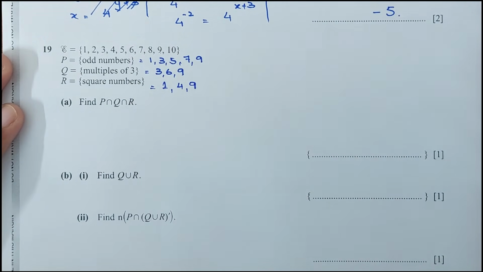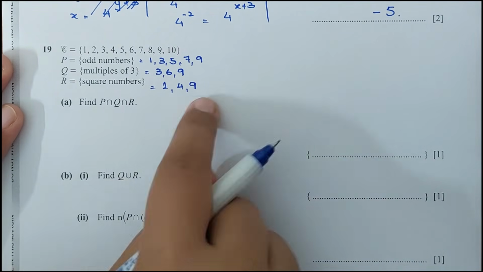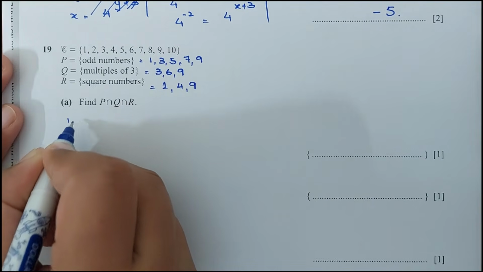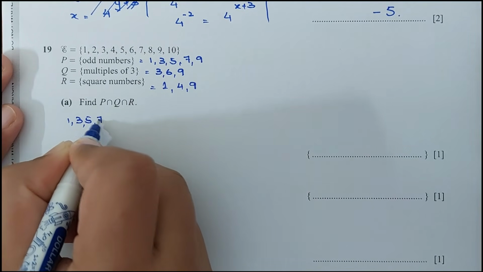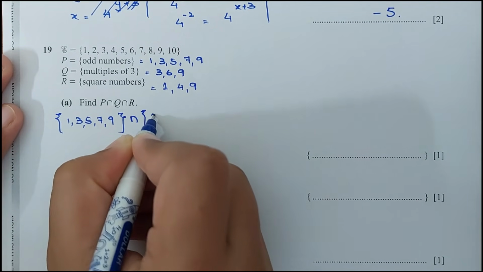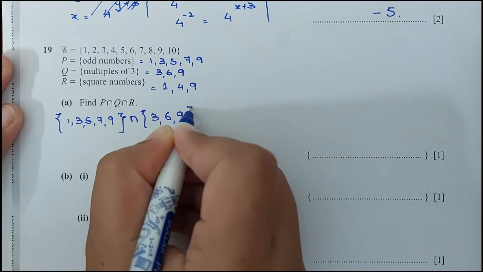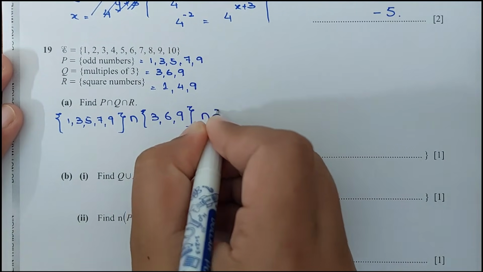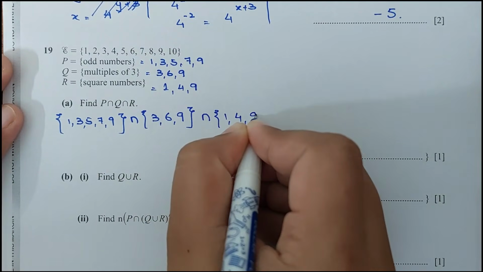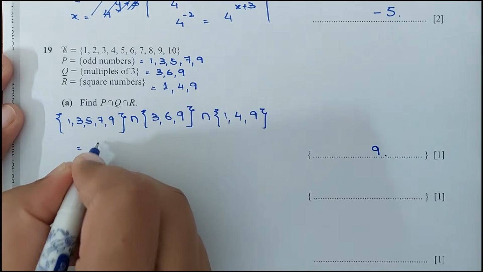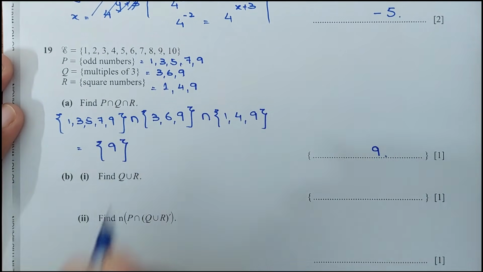Now part A, find P intersection Q intersection R. This is P, Q, and R, so we have to figure out the intersection of all three. 1, 3, 5, 7, and 9 is set P. Take its intersection with Q, which is 3, 6, and 9. The intersection of these two sets is 3 and 9. And its intersection with the set 1, 4, and 9: 9 is common in all three. So just the number 9 is the intersection of all three sets.